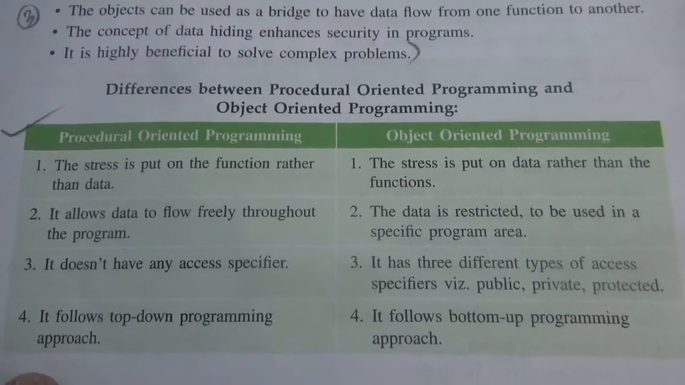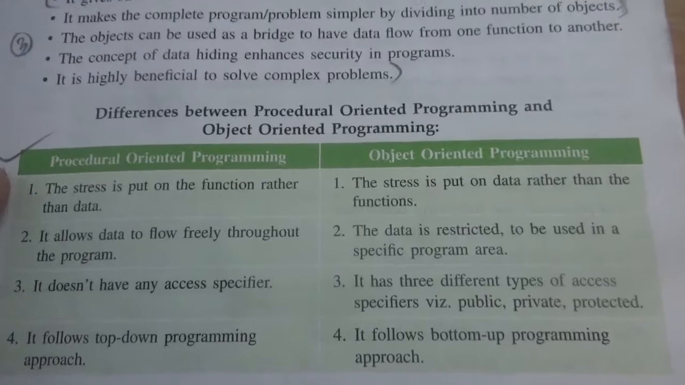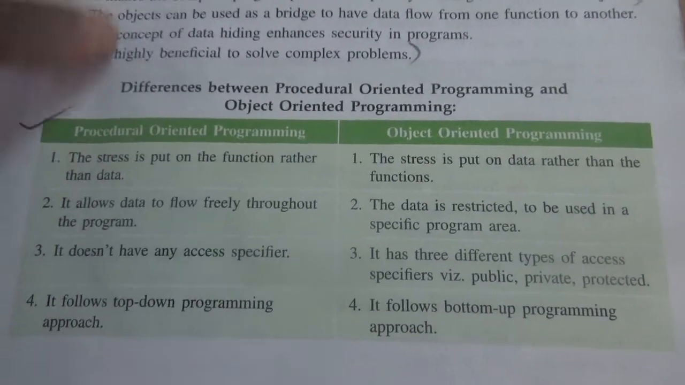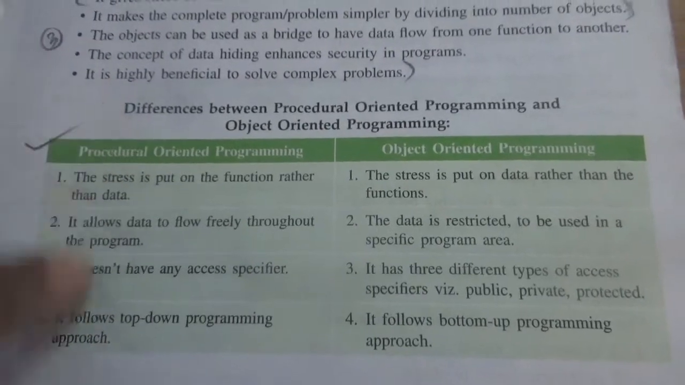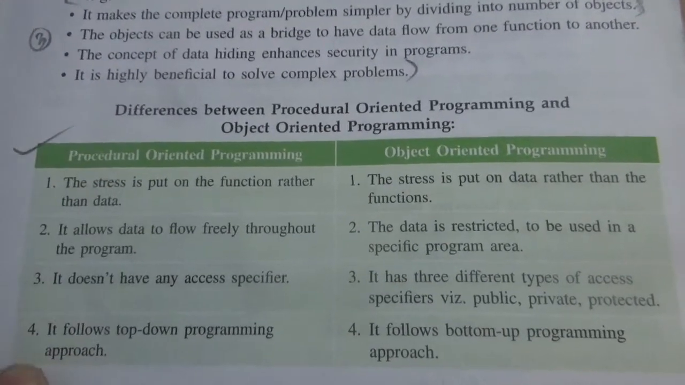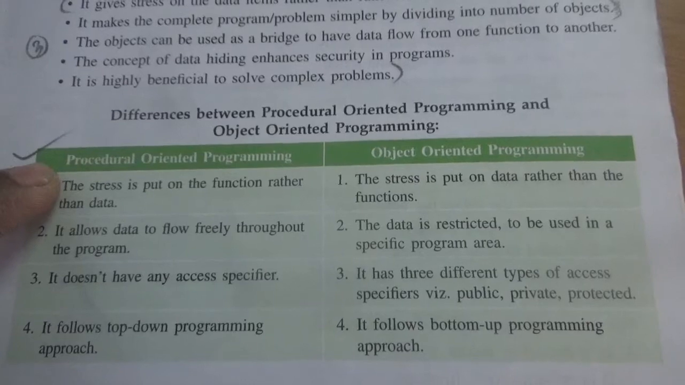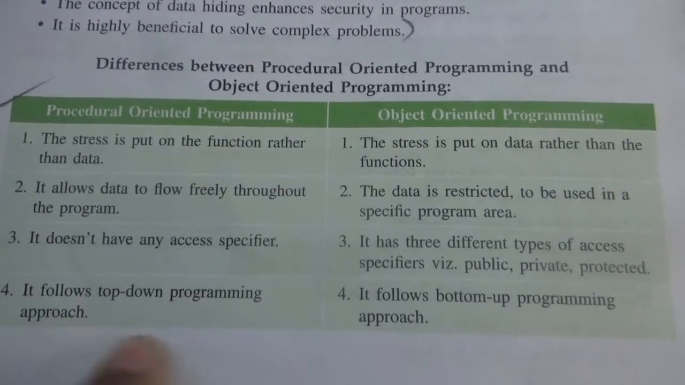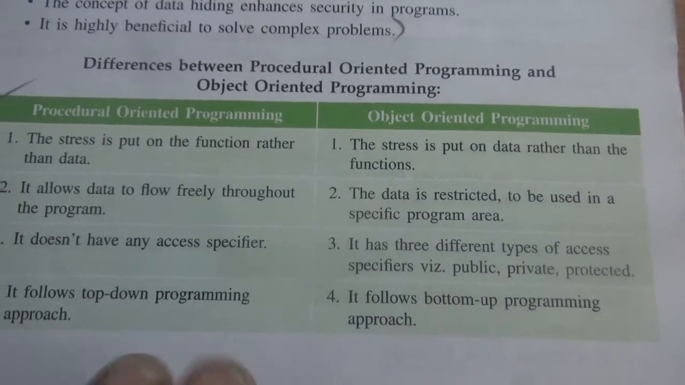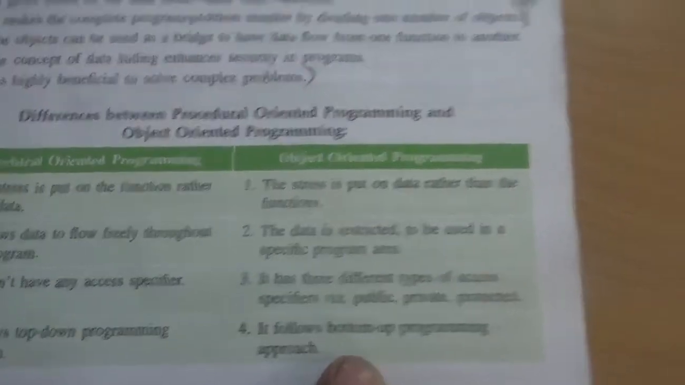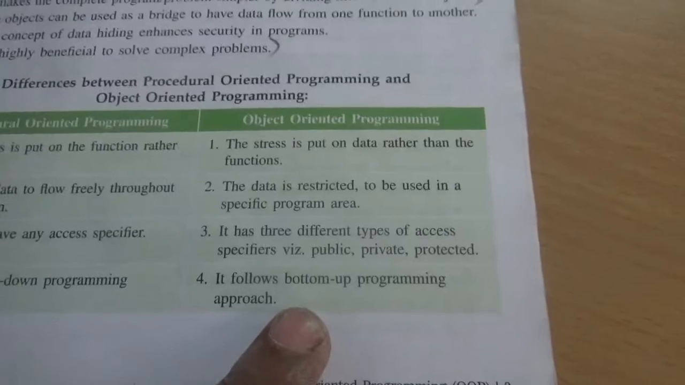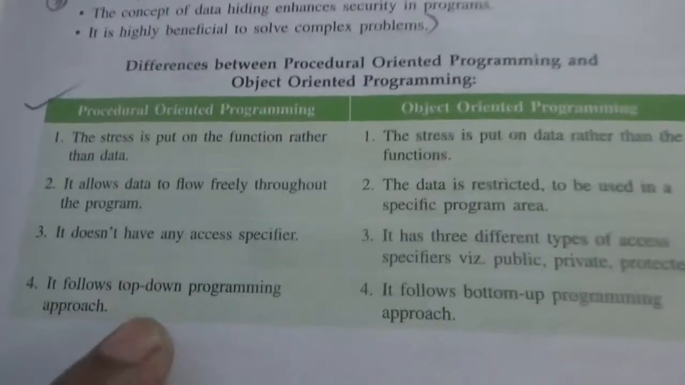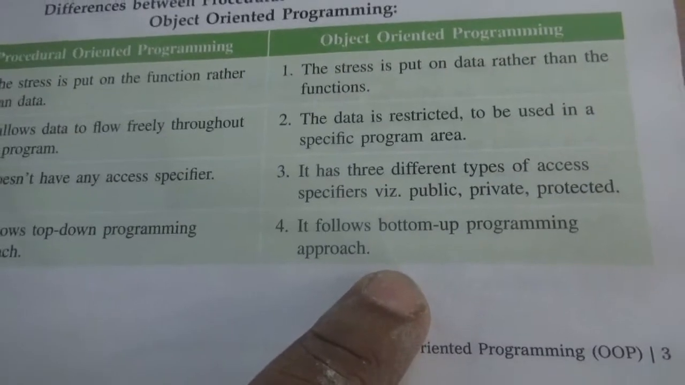And the fourth point is, which concept does procedural follow? It follows top to bottom, from up to down, a top to bottom programming approach, whereas object oriented is just the opposite. Which method does object oriented programming follow? It follows the bottom up approach. This is top down, this is bottom up.